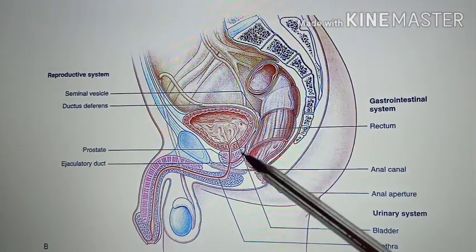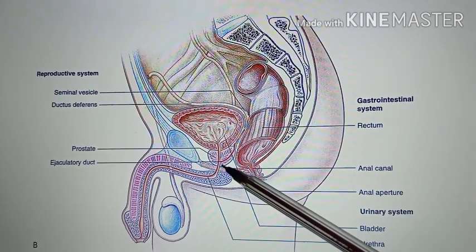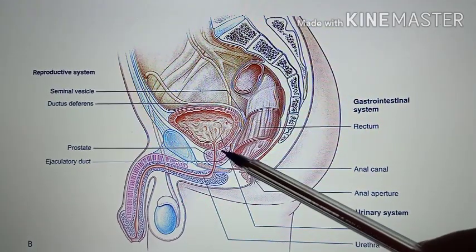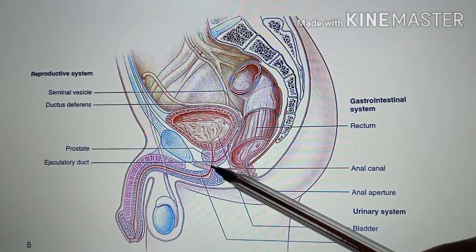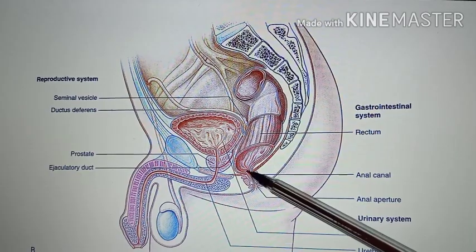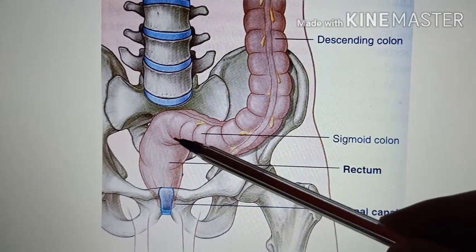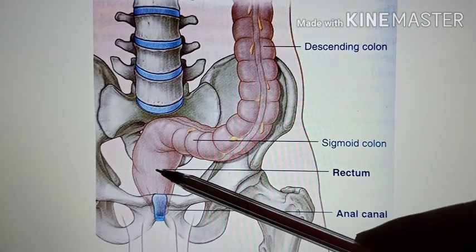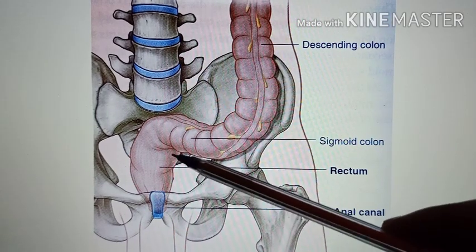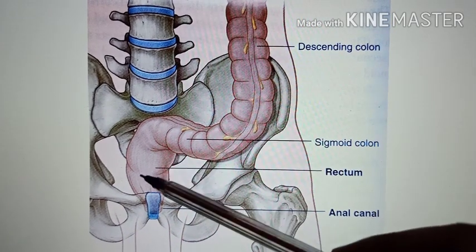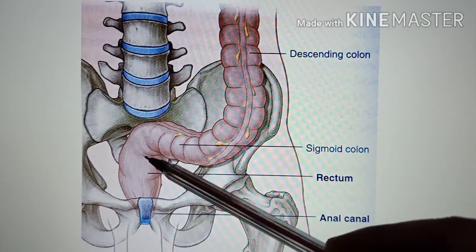In males, this anorectal junction corresponds with the apex of the prostate gland. So this is the prostate gland in males. Now coming to the dimensions of this rectum, the rectum is 5 inches or 12 centimeters in length. If you see this length of the rectum, it is 5 inches or 12 centimeters.